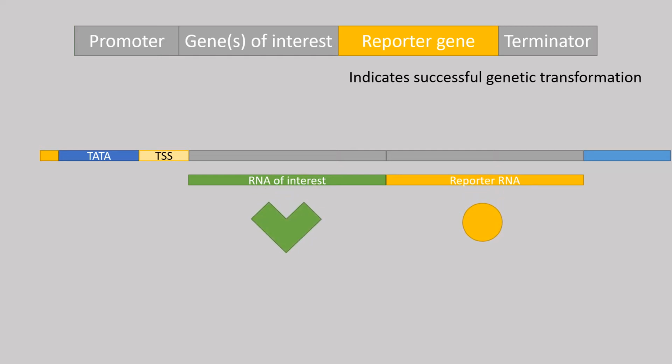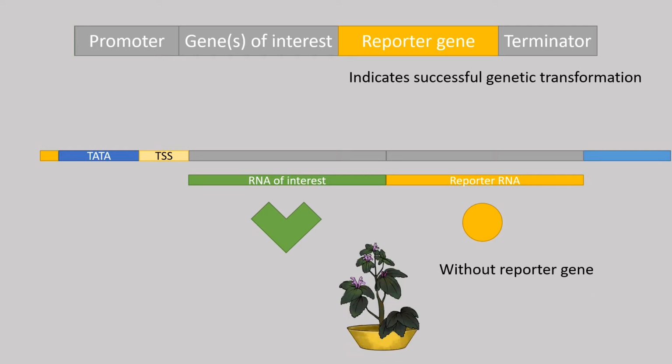While the trait of interest might not be directly detectable, either because it expresses only at a certain plant stage or because it requires special tools for its measurement, the reporter trait can be immediately seen or detected with a simple screening procedure.